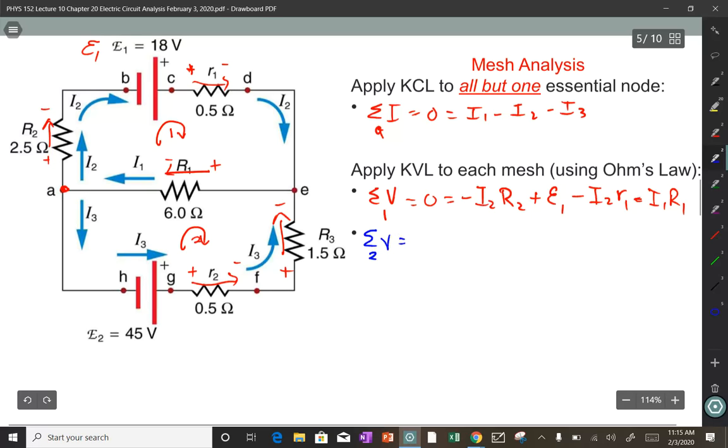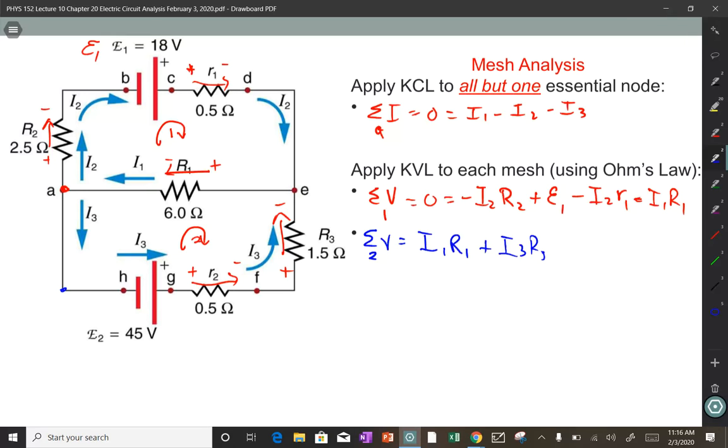Going on mesh 2, I'll again start at the bottom left-hand corner and go clockwise. What's the first thing I come to in mesh 2 if I start at the bottom left-hand corner and go clockwise? R1. Is that a drop or a rise? A rise. Keep going. I get to E, come down. Is that a drop or a rise? Keep going. I come to lowercase r2, drop or rise.